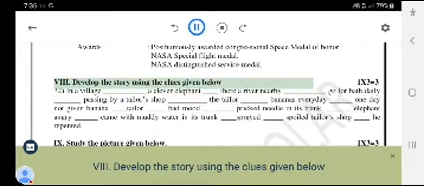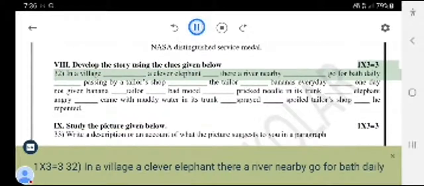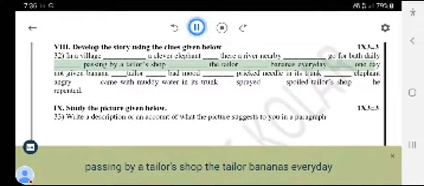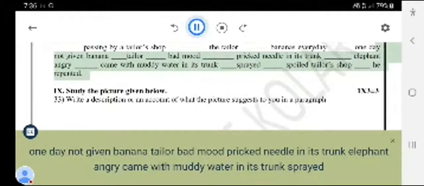8. Develop the story using the clues given below. 1x3 equals 3. 32. In a village, a clever elephant, there a river nearby, go for bath daily. Passing by a tailor's shop, the tailor bananas every day. One day not given banana, tailor bad mood, pricked needle in its trunk, elephant angry, came with muddy water in its trunk, sprayed, spoiled tailor's shop, he repented.